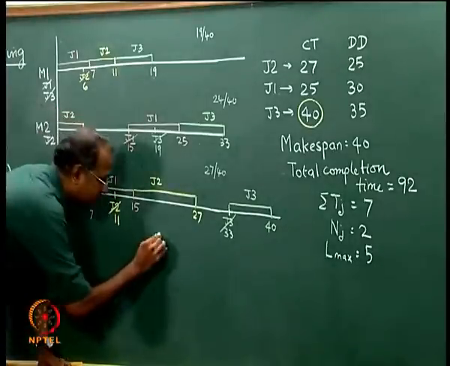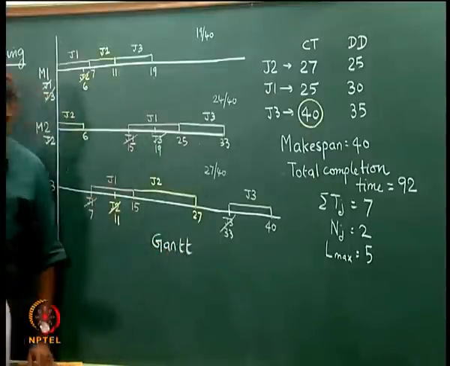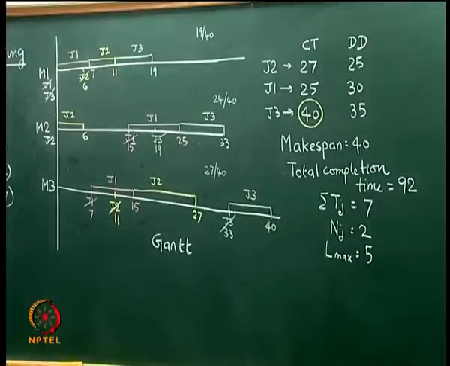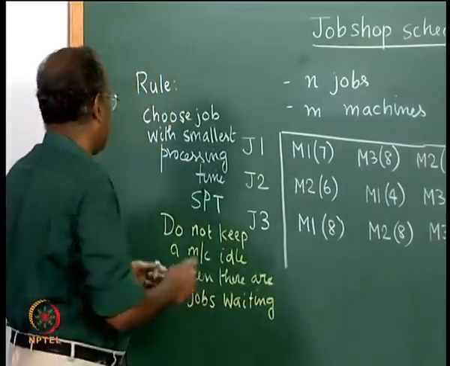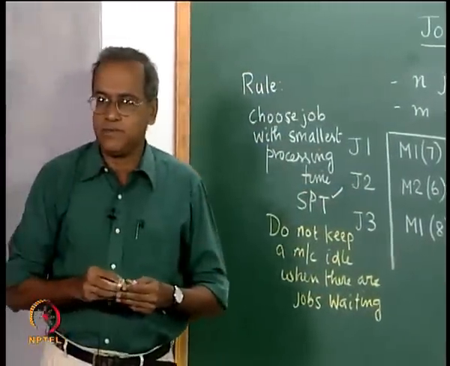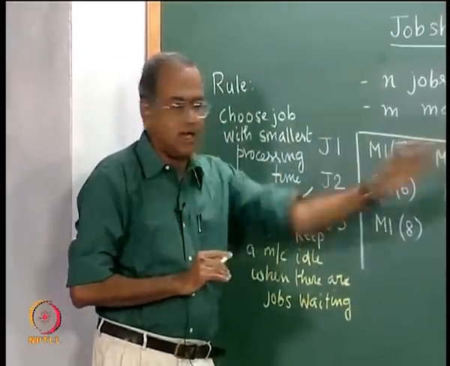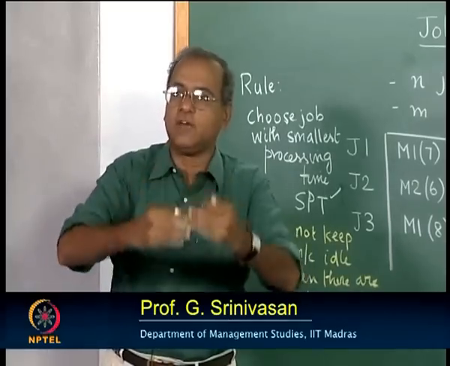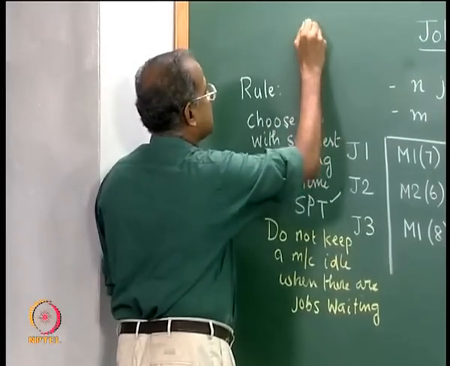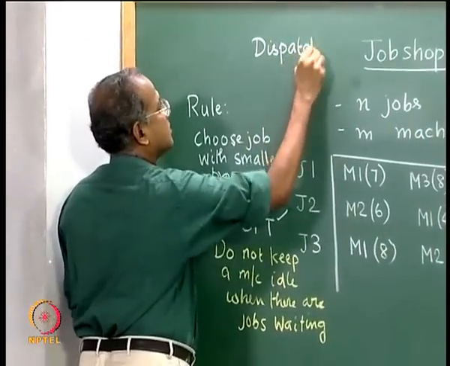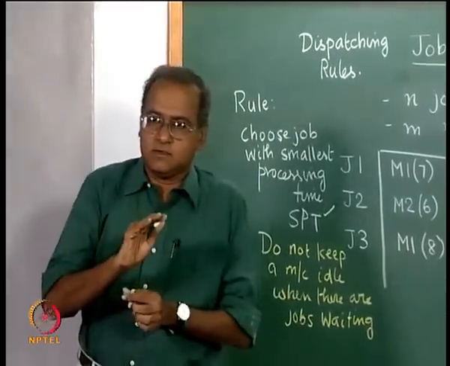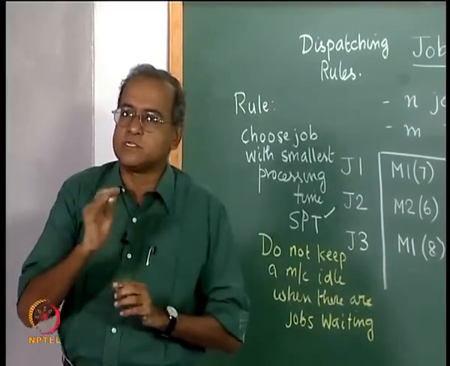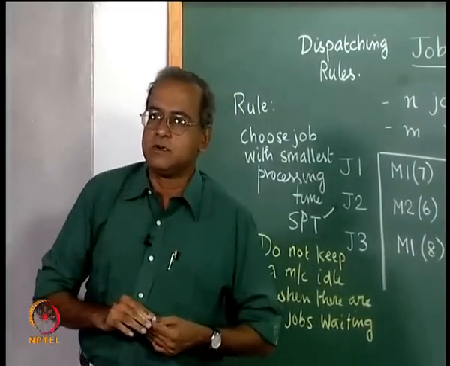Now, this chart is called the Gantt chart, named after Henry Gantt, who first proposed a chart or a pictorial representation of a schedule. So, the Gantt chart can be drawn for a given rule like the SPT rule. Now, these rules using which we will choose one job out of the available jobs for processing are called dispatching rules. It is a very customary and commonly used practice that we use dispatching rules to try and draw the Gantt chart.